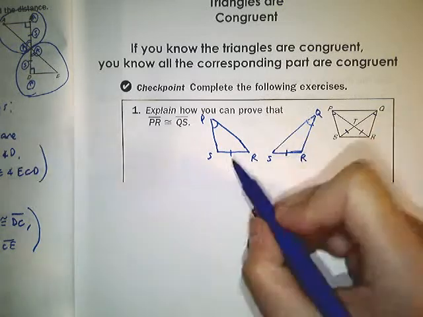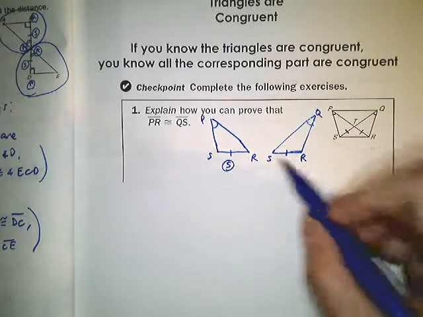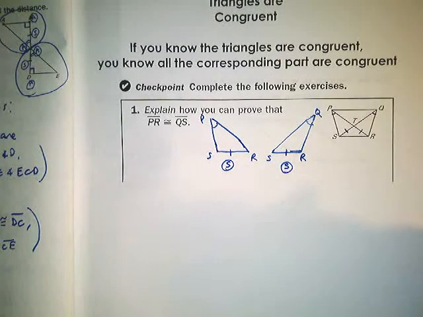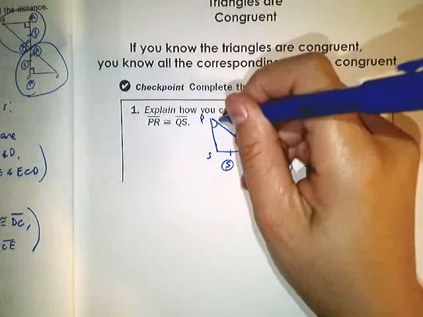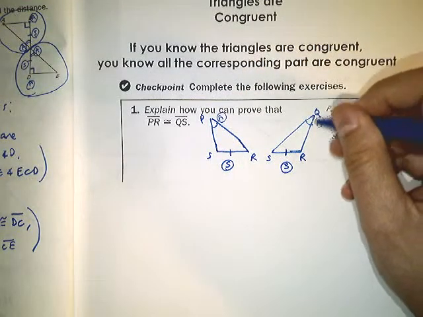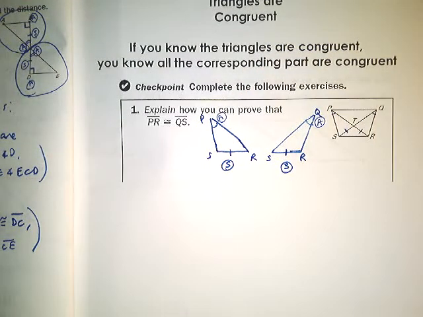Well, I have a side here, SR, that's congruent with its corresponding side over here. And then I have this angle up here, P, corresponding with this angle up here, the Q. So is there anything else in this diagram that could be demonstrated to be congruent? Well, I would say that we have PT.